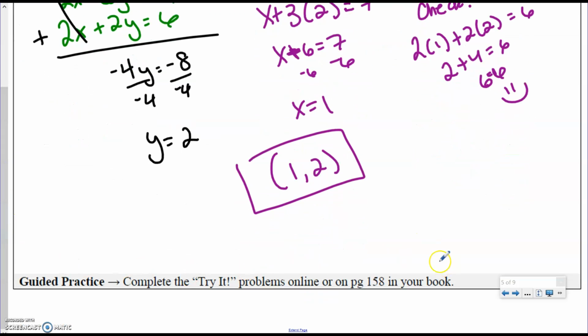Okay, do the try it problems either online and enter them there, or look in your book and do it that way and type them in.